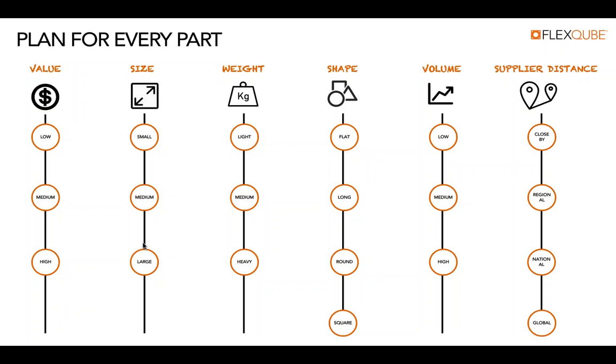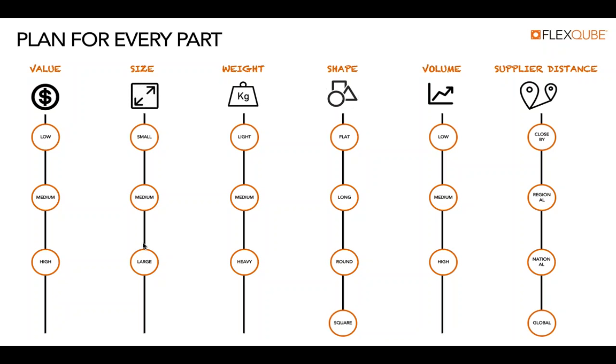So the first thing to evaluate is the value of the part. Is it a very cheap part, or is it really, really expensive? What is the size of it? Is it a small bolt, or is it a big body in white for a car? What is the weight? That will affect very much how you transport the part. How is the shape? Is it a very simple shape, or is it a long part? Is it a complex geometry, and so on?